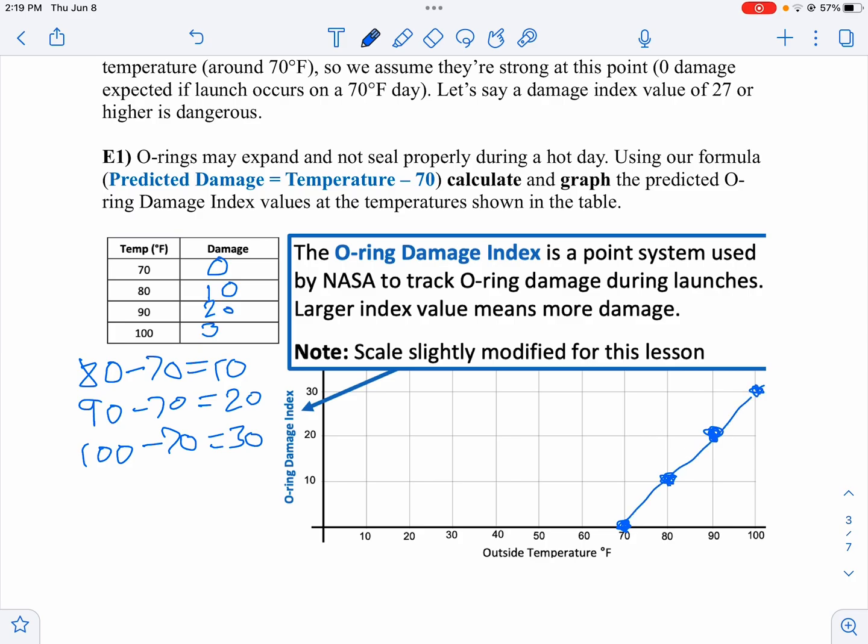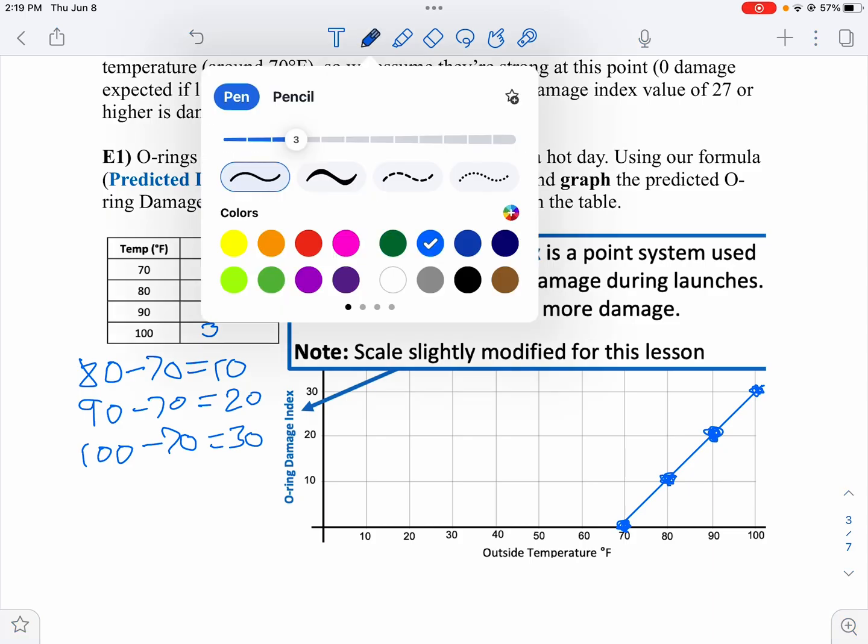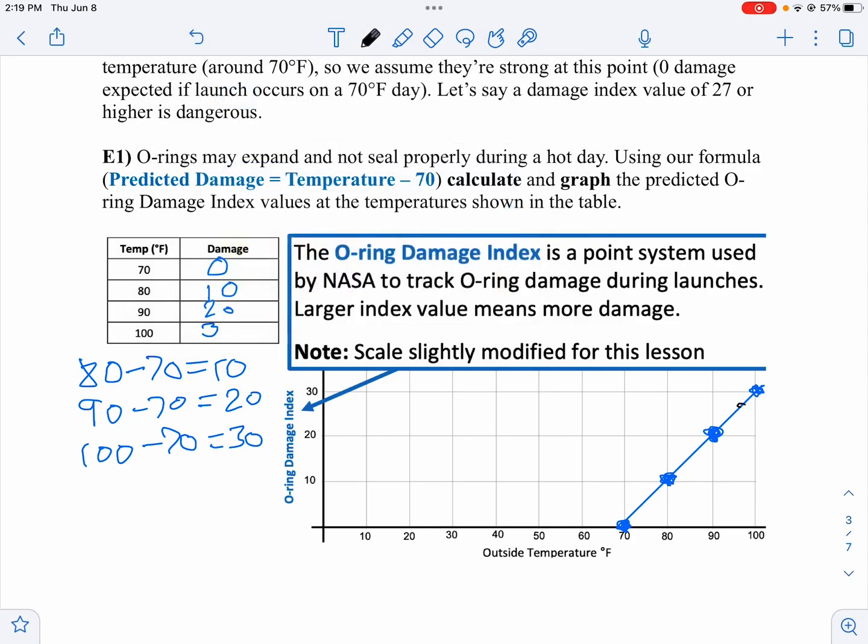So we know someplace around 27, you're going to have danger. So they call it off because it was too hot.